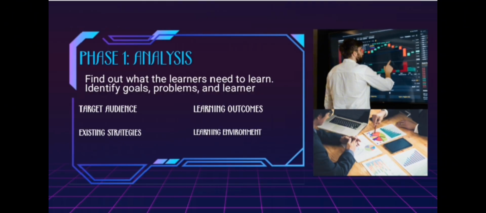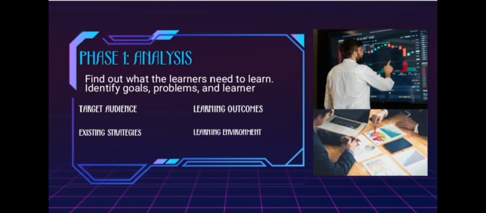The third one is existing strategies. It identifies what teaching or training methods are currently used. Are they effective or do they need improvement? This helps avoid repeating mistakes and builds on what already works.